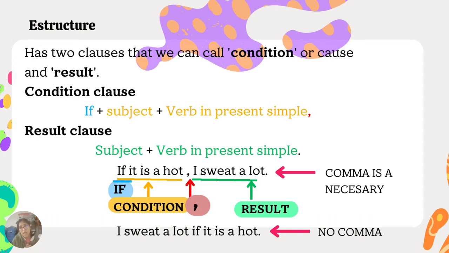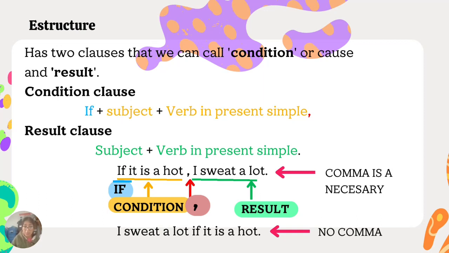Structure. The zero conditional is formed with the present simple and two clauses that we can call condition or cause and result. The condition clause is formed by if plus subject plus verb in present simple, and the comma is very important. The result clause is formed from subject plus verb in present simple. This is an example: if it is hot, I sweat a lot.